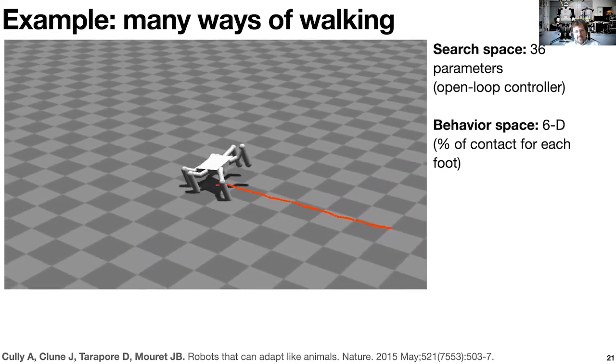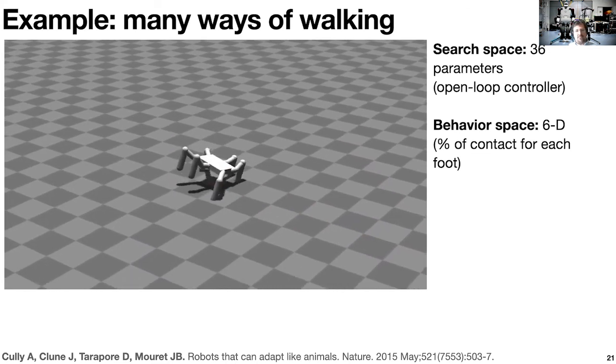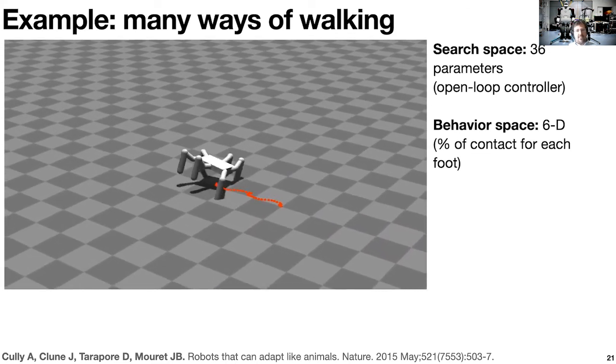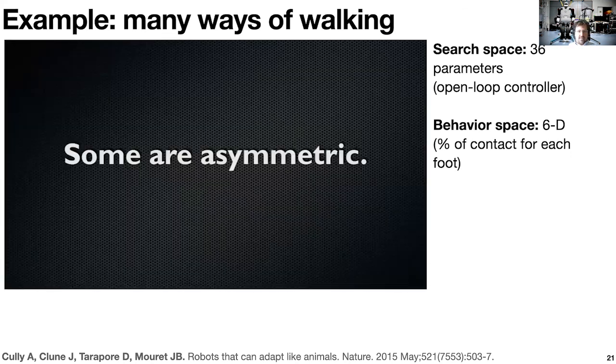And you see a lot of creativity here, much more than if you were just optimizing for walking distance, where we get very good walking controllers, but we get many, many of them. And that's much more interesting for us, to see all this diversity. So you see all the diversity here. It can find asymmetric behaviors and so on.